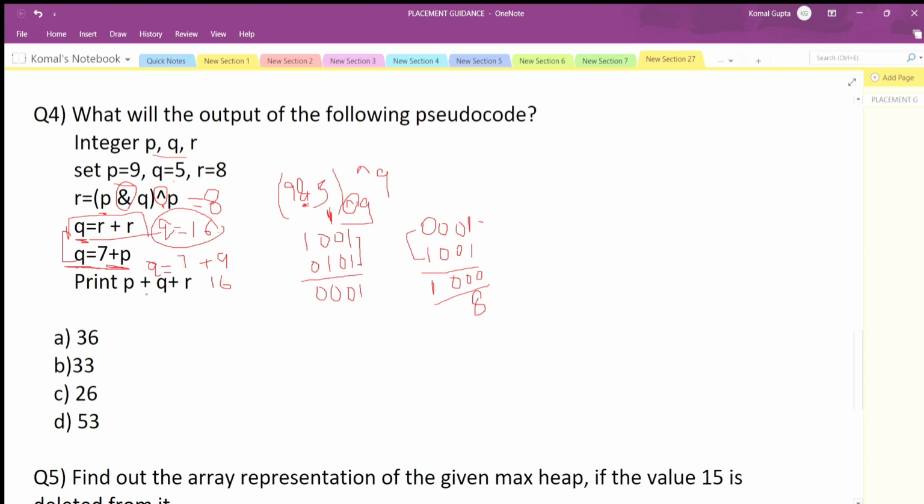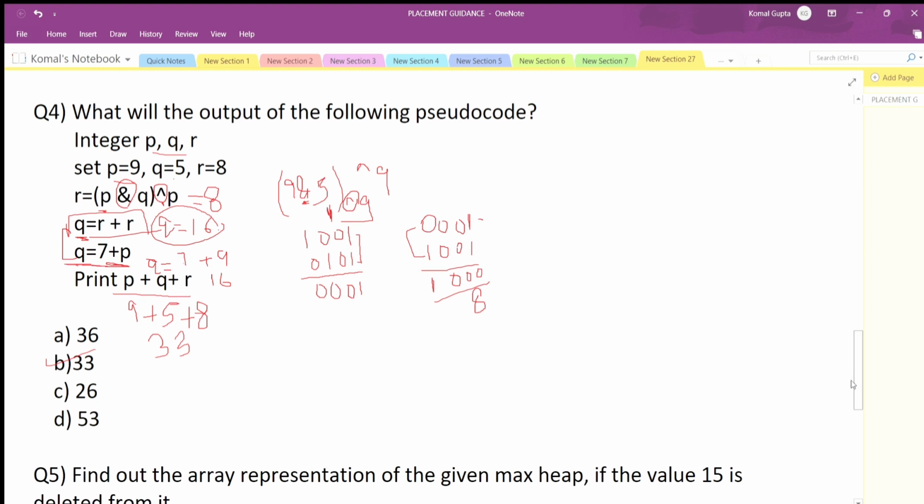So now what they are doing, they are printing p plus q plus r. So the value of p is 9, the value of q is 16, sorry, the value of r is 8. So the total count of it is 33. So the option is B, that is 33. Now we'll see the next question.